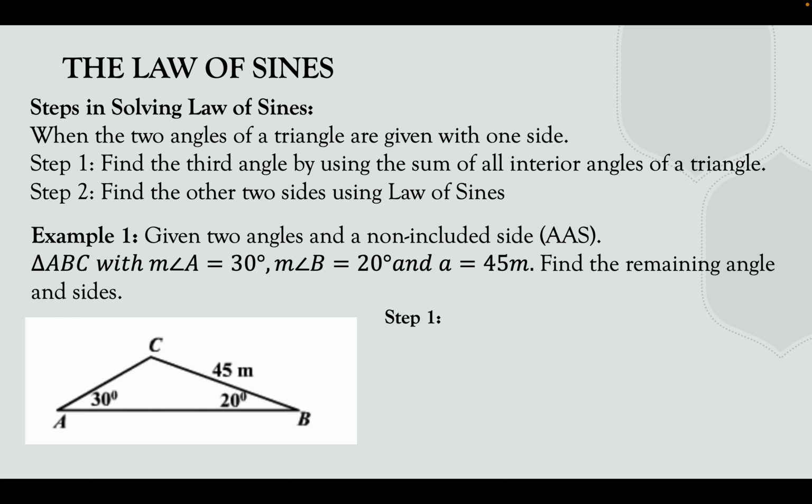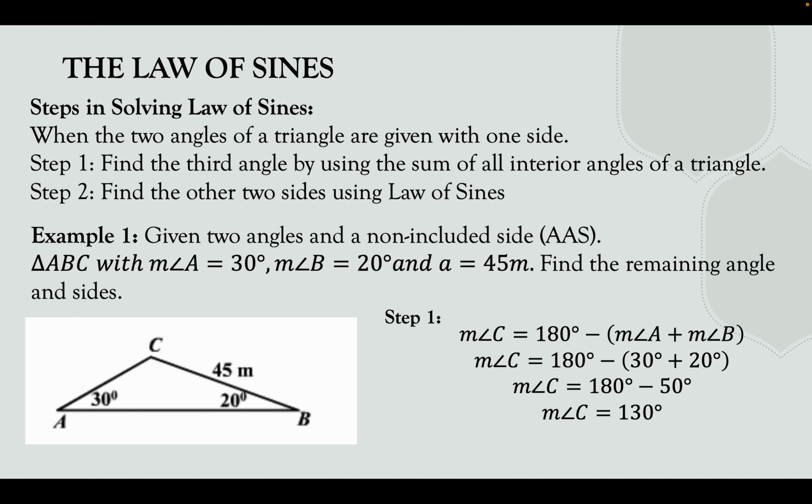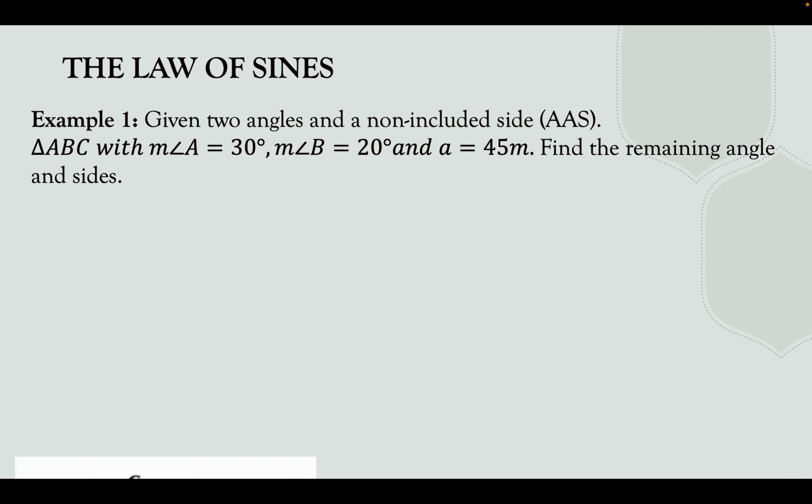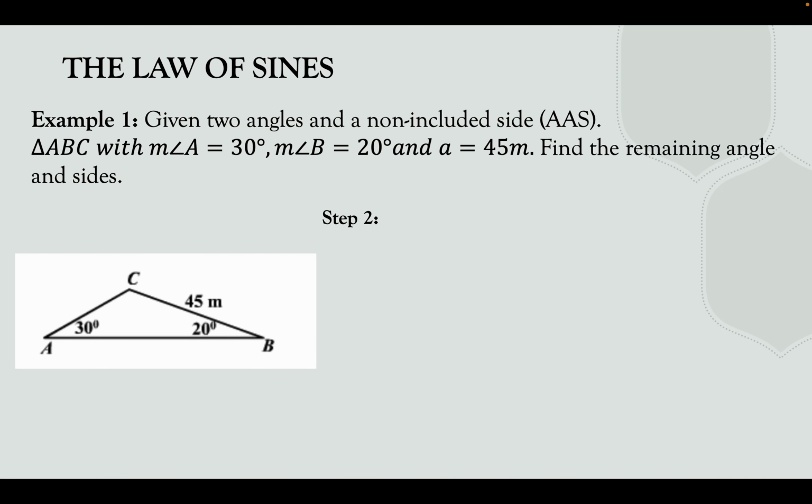So simply, we just add the angle A and angle B. So we have 30 degrees plus 20 degrees, which is 50 degrees, and then we subtract that sum from 180. So we have the measurement of angle C, 130 degrees. Step number two, we need to find the remaining two sides using the law of sines.